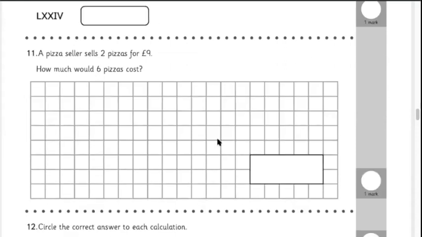Okay, now this one is a little bit tricky, so you're going to have to bear with me. So, for this one, a pizza seller sells 2 pizzas for £9. How much would 6 pizzas cost? First thing we've got to do is work out how many lots of £9 we're going to have to do. So, we're going to divide 6 by 2.